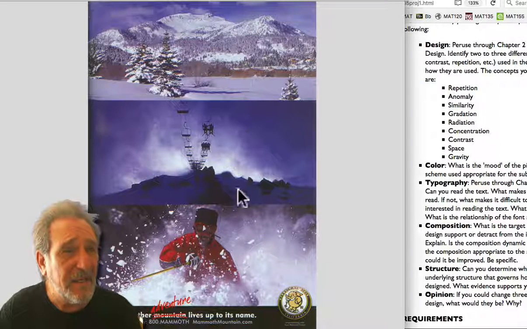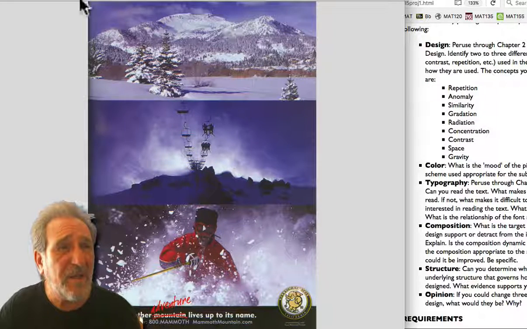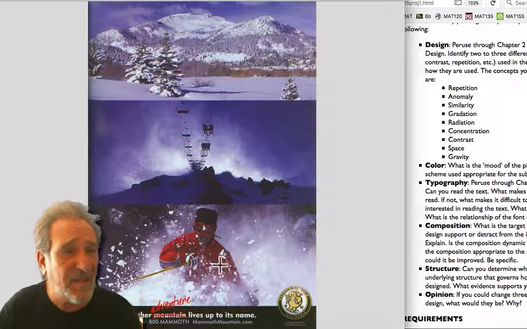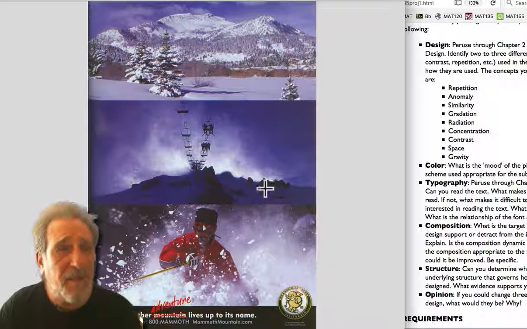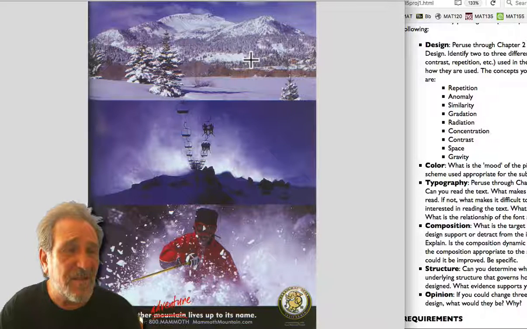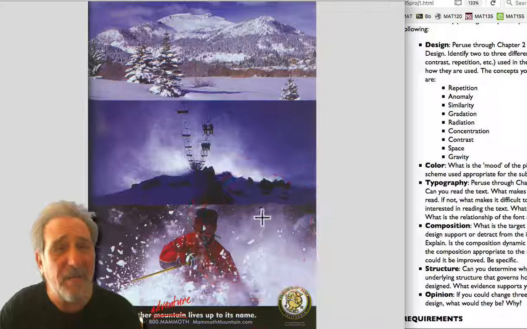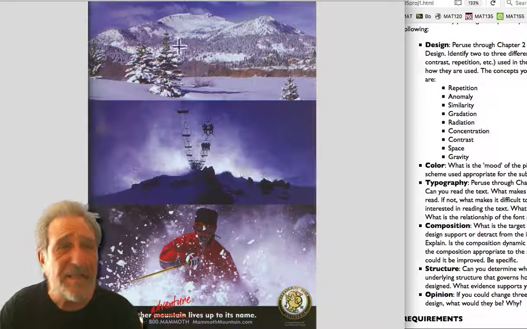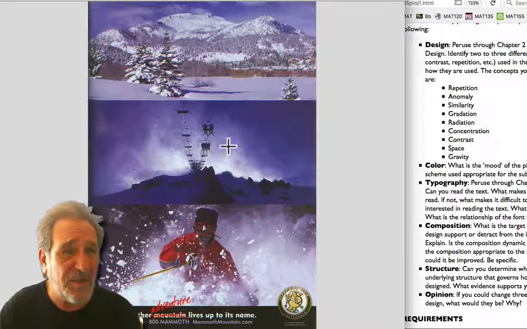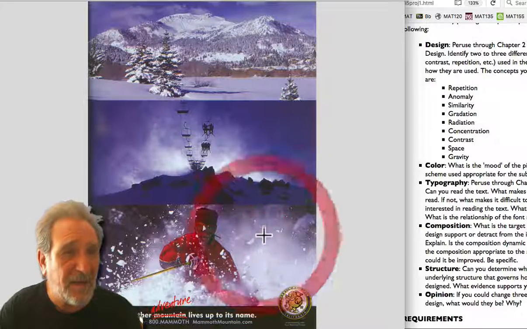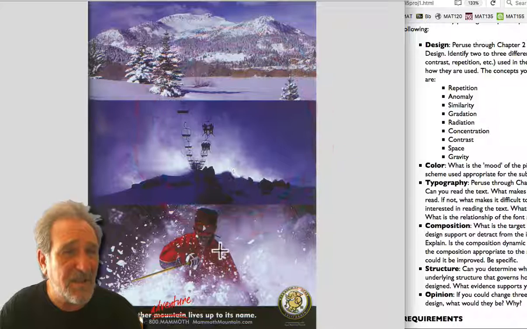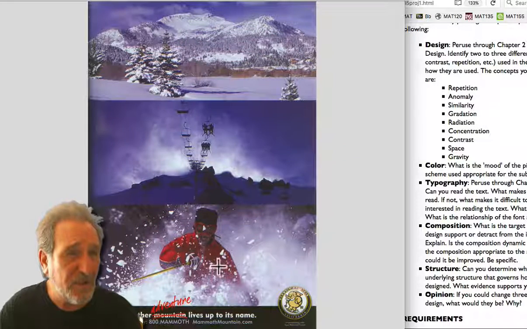This ad's kind of neat. It's a little more like what you might find in a common situation. We have repetition because we have the three graphics that are exactly the same size and exactly the same shape. We have similarity because they're all in the same subject matter, but they have slightly different focus. We have the establishing shot, then the moving up the mountain shot, and then the hitting the pow. So we have a very strong sense of progression in this particular ad.